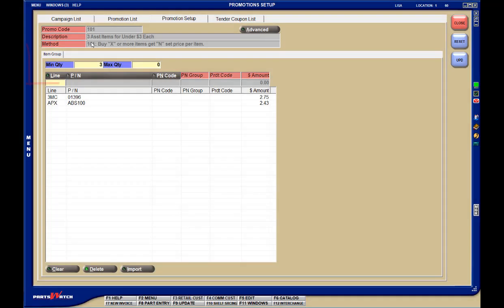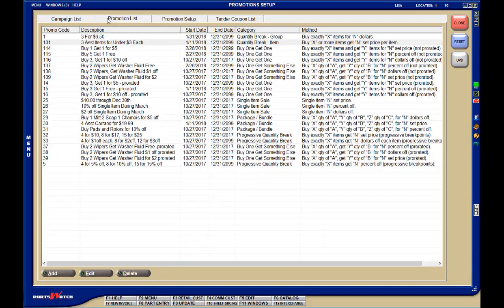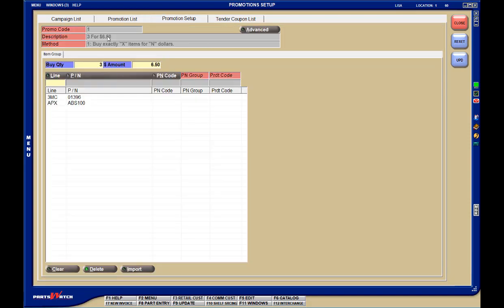Now let's look at the item price first. Setup wants to know the minimum and the maximum quantity that has to be purchased to qualify. If the customer buys at least the min quantity, the promotion applies. If they can buy any quantity above the min, leave the max amount blank. So enter the lines and parts, PN code, PN group, or product code, and then enter the set amount the promotion will apply. And then, to set up group quantity breaks, enter the set dollar amount for the min quantity sold.